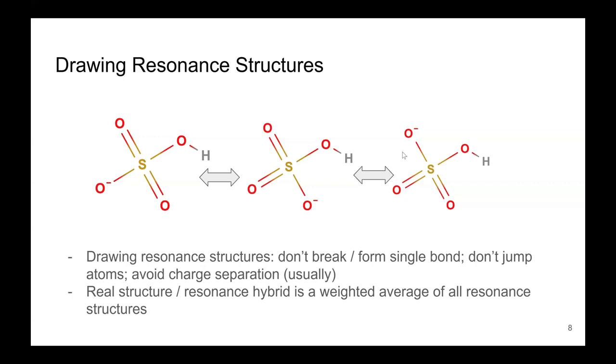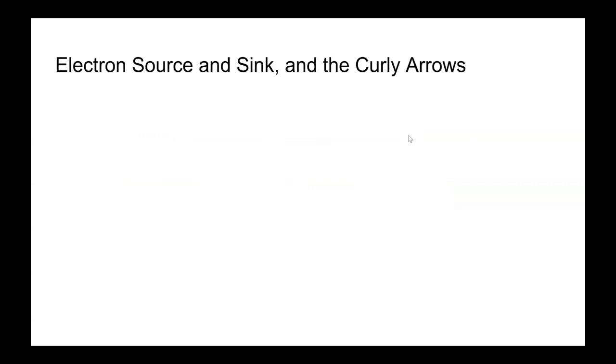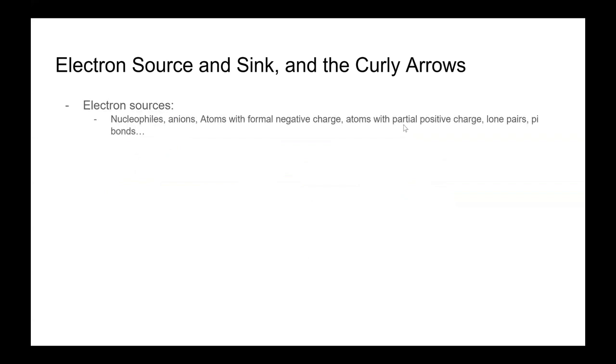Okay, so having covered this, I'm going to cover something called electron source and sink and also the curly arrows. So electron sources are nucleophiles, but electron sources usually refer to specific atoms or specific regions of molecules, while nucleophiles refer to the whole molecule. So phile just means loving, and nucleo just means something like positive, because the nucleus is positively charged, so it likes to interact with positive species, and that's why it's a nucleophile.